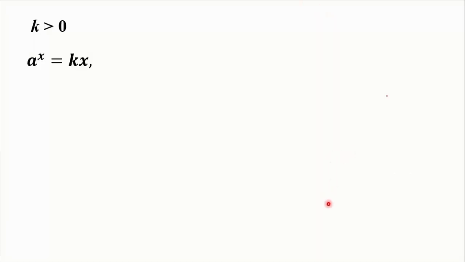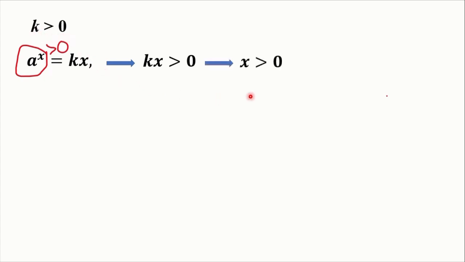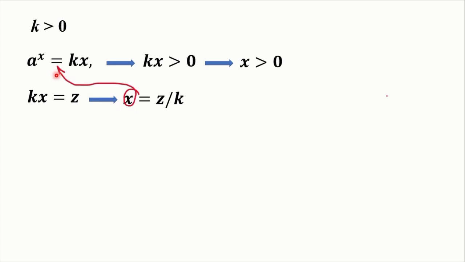We will start with the observation that the left-hand side of the equation is positive. Then it means that kx is positive, and because k is greater than 0, x is positive. Next, we introduce a new variable z equal kx. We take x and plug it into the initial equation, and this equation we will rewrite in this form.